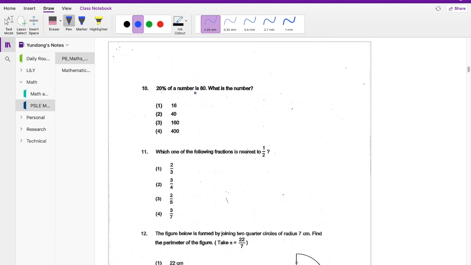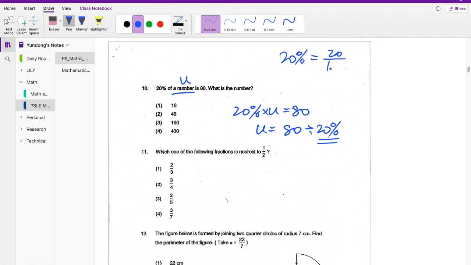Question 10. 20% of a number is 80, right? What is the number? So this one, the number is unknown, right? So he said 20% of this unknown equal to 80. So this one, u equals to 80 divided by 20%. Well, 20% means 1/5. 20% also can be written as 20 divided by 100, right? Which is 1/5. So this one, 80 divided by 1/5 equal to 80 times 5 equals to 400. So this is the answer.